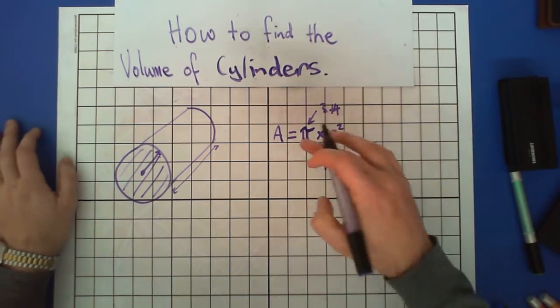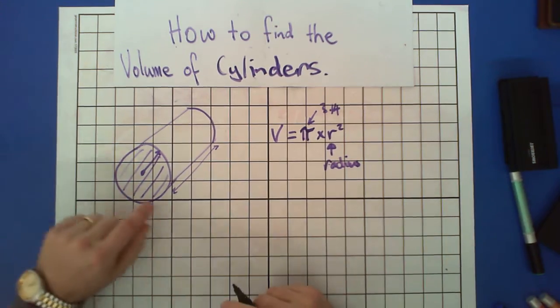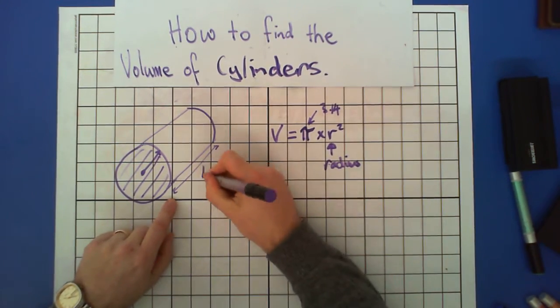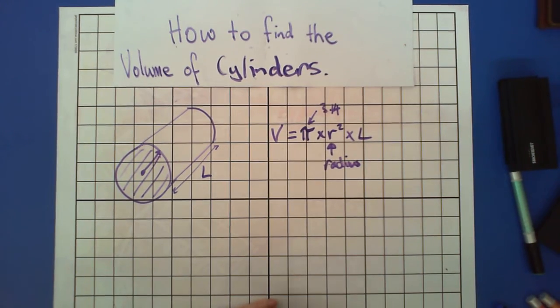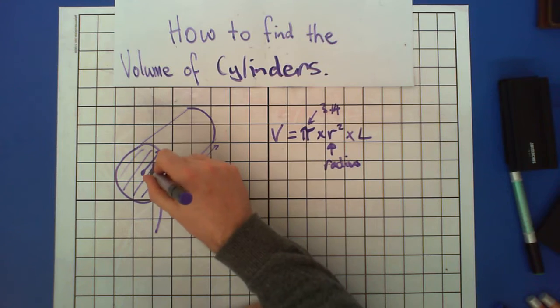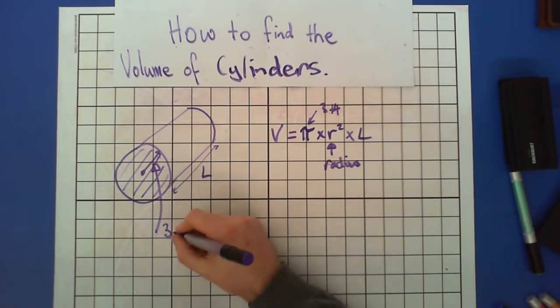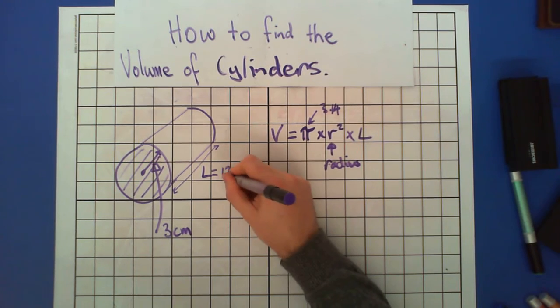If we're going to turn this into a volume equation now, we need to also multiply it by the length of our cylinder. Now we're at our volume formula. So if we look at this one, let's call our radius 3 centimeters. Let's call our length 12 centimeters.